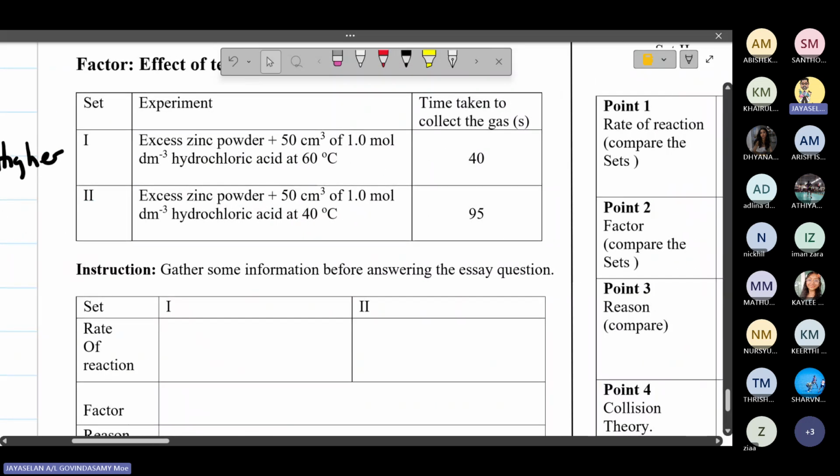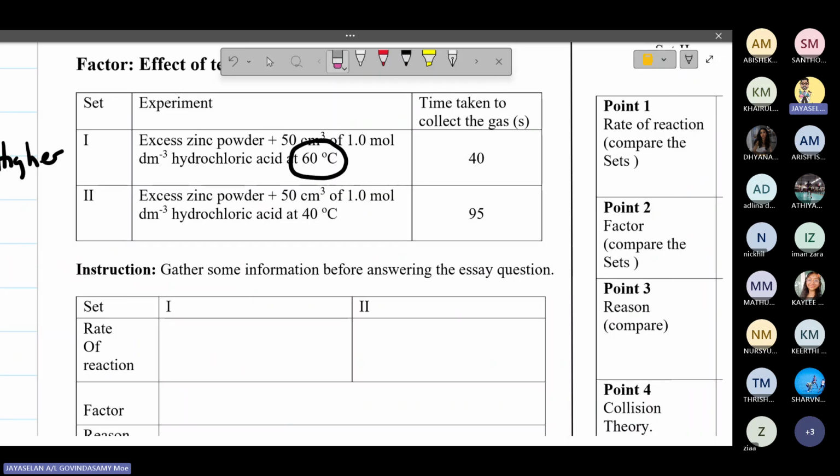Now we see this question. Zinc powder, okay, hydrochloric acid, they use 60 degrees Celsius. Okay, and here they use powder, size of reactant tak boleh. Concentration 1.0 mol dm-3, sini pun 1.0 mol dm-3. Concentration pun tak boleh. So what factor involved here? You see the temperature set 1 higher, set 2 lower. And time taken here shorter, here longer. The rate of reaction, this one high, this one low.